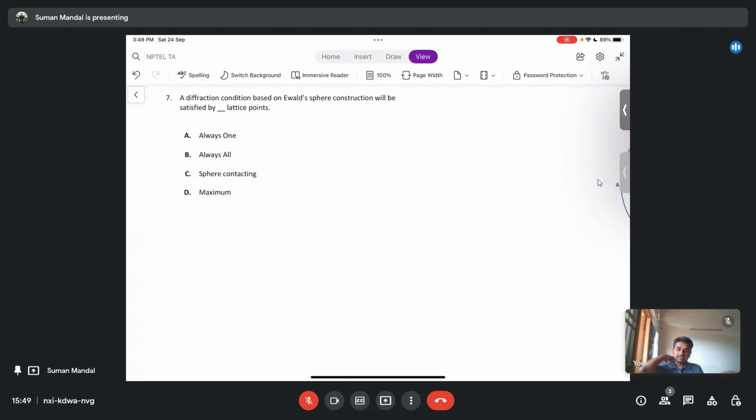A diffraction condition based on Ewald's sphere construction will be satisfied by which lattice points? Always one lattice point, all lattice points, sphere contacting the lattice points, or the maximum lattice points. So these are reciprocal lattice points. How? Sphere contacting. Yes, it's sphere contacting.